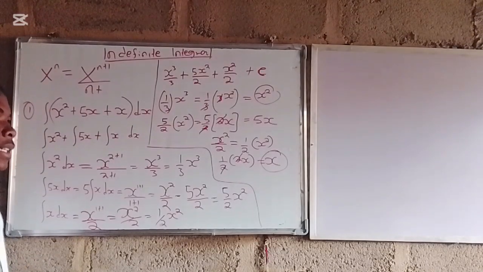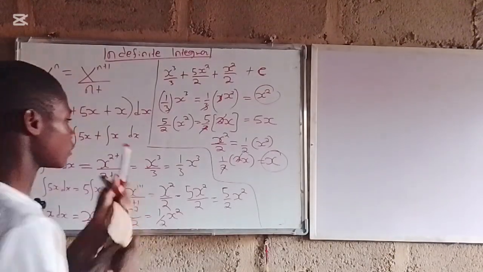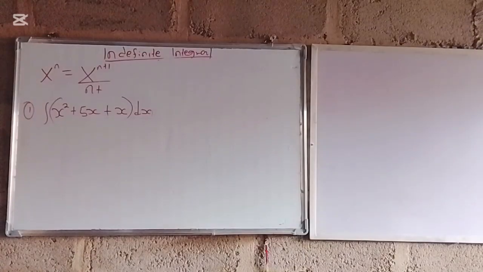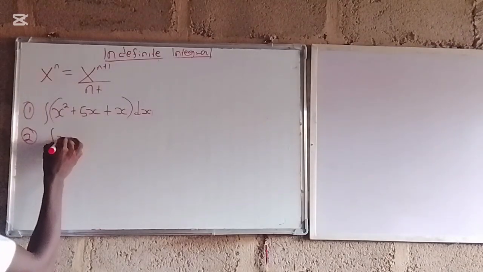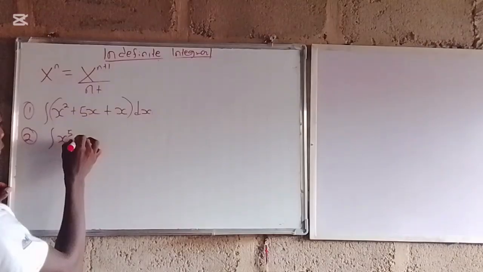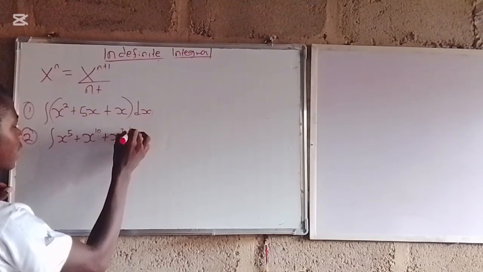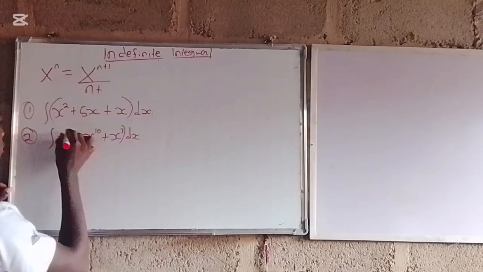As I said, integration is a reverse of differentiation. So let's see another example. So let's see the second question. Suppose we have the integral of x power 5 plus x raised to the power of what? 10 plus x raised to the power of 3 dx.